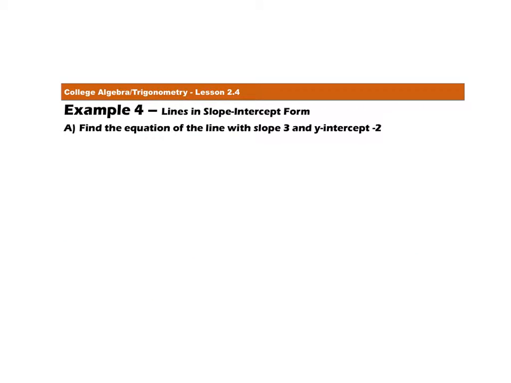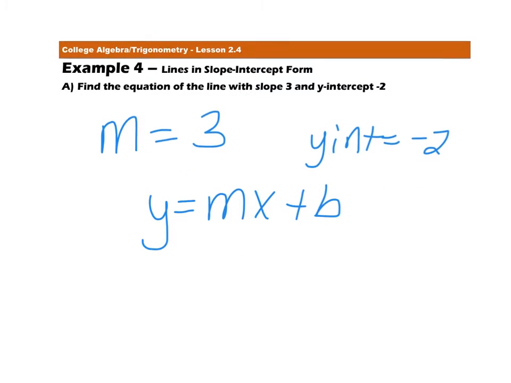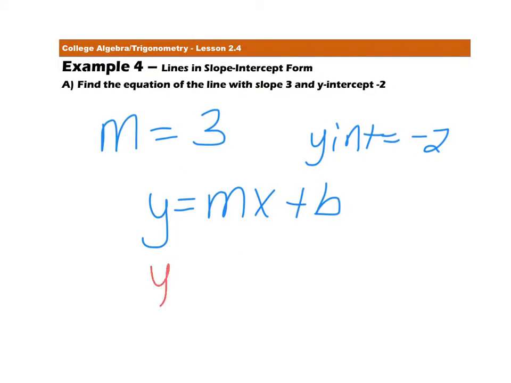So, they are telling you here, find the equation of the line with a slope of 3 and a y-intercept of negative 2. So, write down what you have. Slope equals 3. Y-intercept equals negative 2. So, what is the equation of the line? Y equals mx plus b, right? So it's 3x plus negative 2. Y equals 3x minus 2. Perfect.